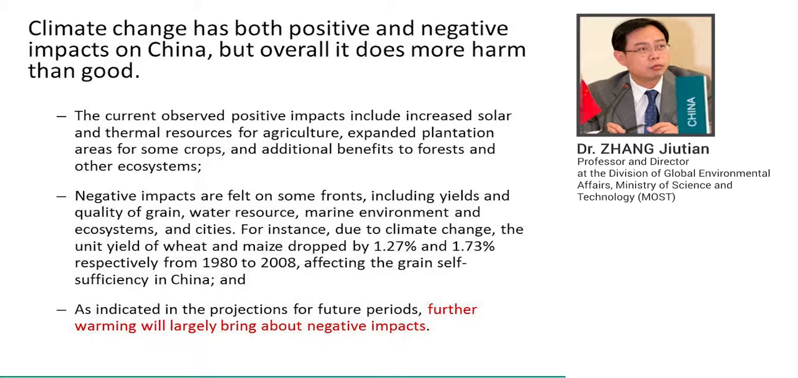Due to climate change, the unit yield of wheat and maize in China dropped nearly 2%, respectively, from 1980 to 2008. And regarding future impacts, projections show that further warming will largely bring about negative impacts, no matter in the areas that benefit from the warming, such as ecosystems.